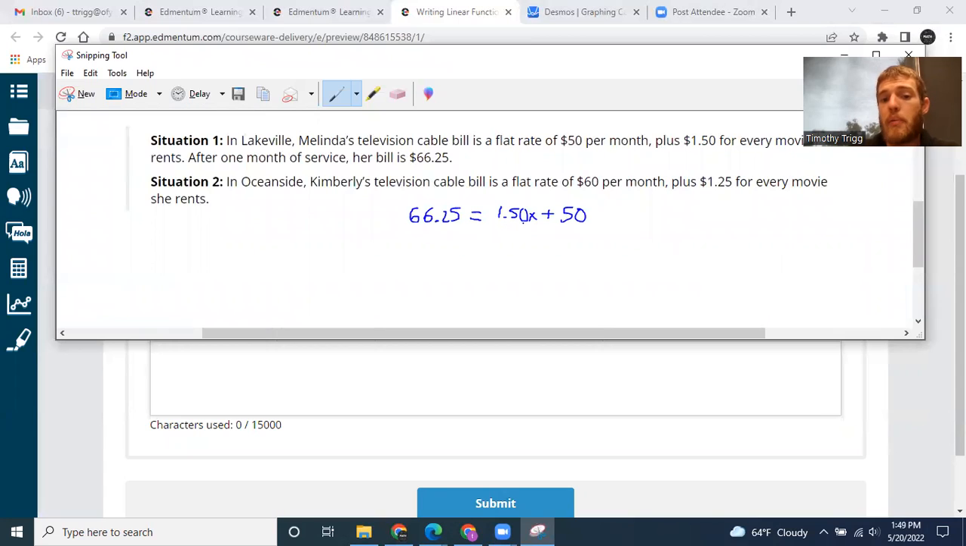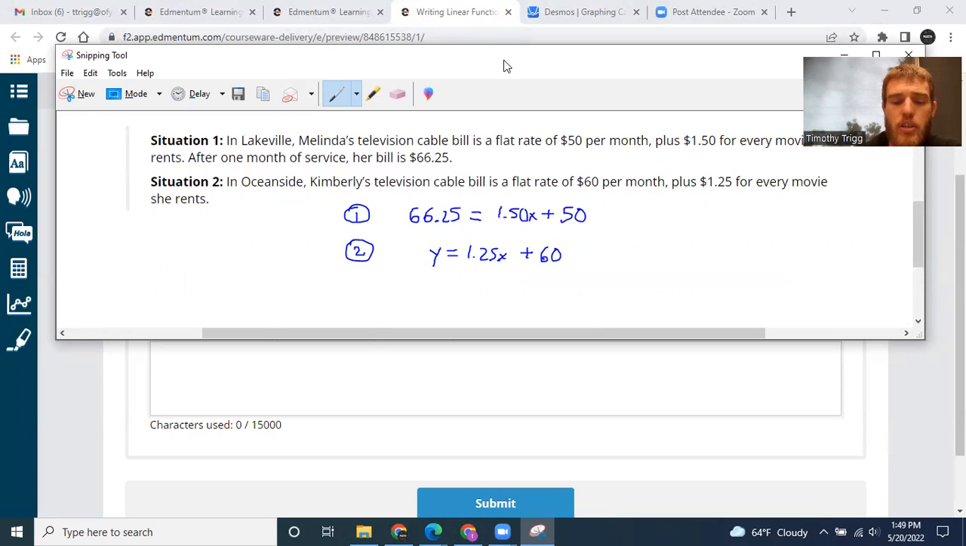In this case, you would be able to solve for X if you wanted to. You could find the number of movies she rented that month. This is situation 1, once again. Situation 2: in Oceanside, Kimberly's television cable bill is a flat rate of $60 per month, plus $1.25 for every movie she rents. Here, they don't give us what the output is, but it tells us that she's charged $1.25 times the number of movies, plus a flat rate of $60. So for the second situation, we can't find the value of X because they don't give us the value of Y.